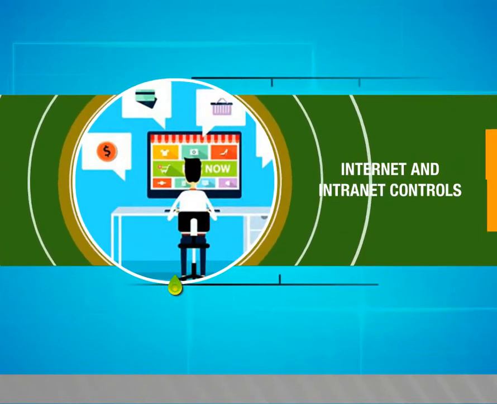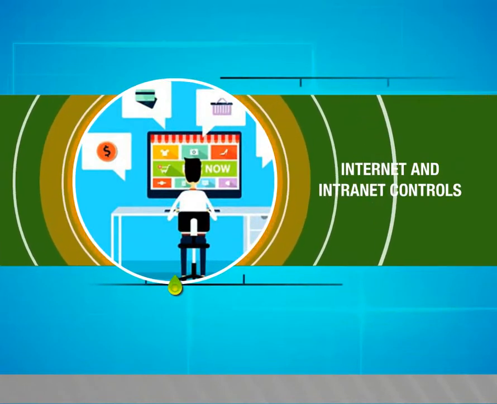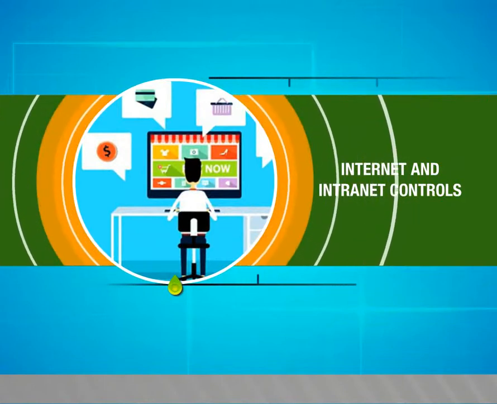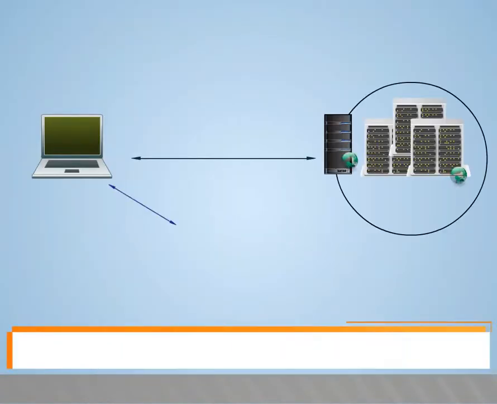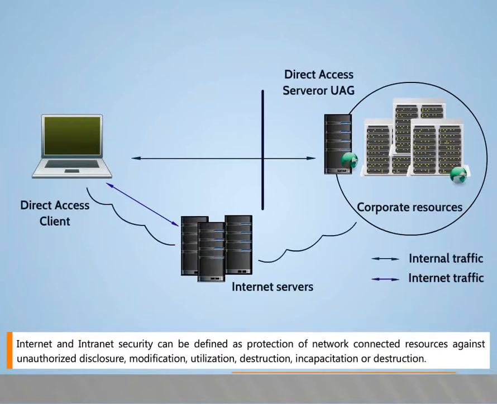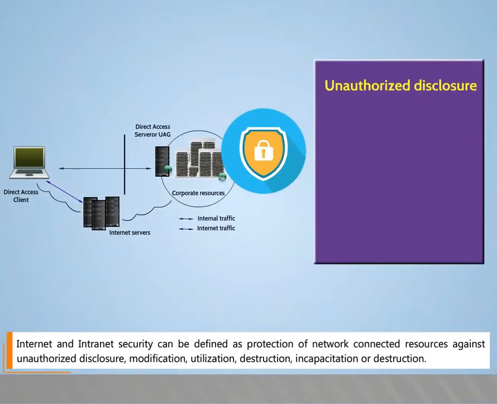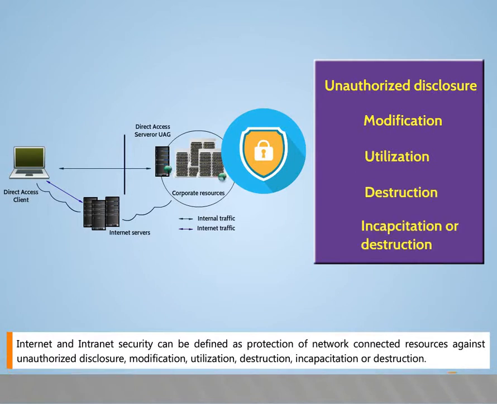Internet and intranet controls. In this video, we are going to see about internet and intranet controls. Internet and intranet security can be defined as protection of network-connected resources against unauthorized disclosure, modification, utilization, destruction, or incapacitation.